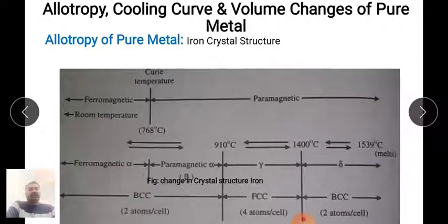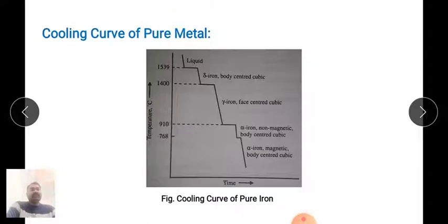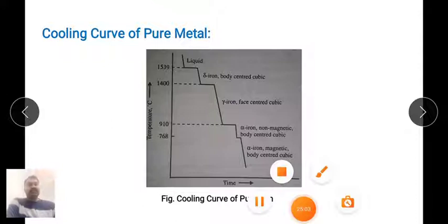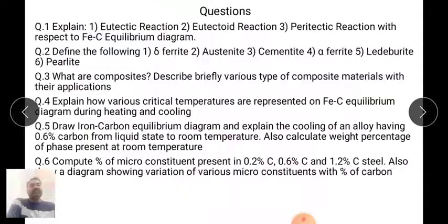Then the allotropic forms of pure metal, then the allotropic cooling curve for pure metal. Likewise, we have completed unit number 2. Now on Saturday you will have to give the unit test on unit number 2, and the questions will be similar to these or out of these questions only; the questions will be repeated in the unit test. Okay, thank you.